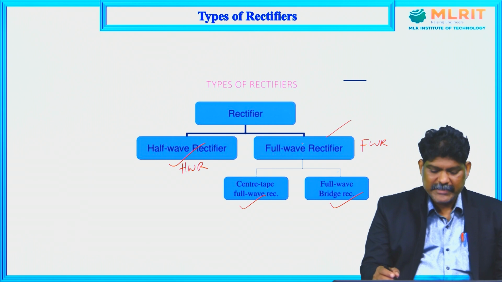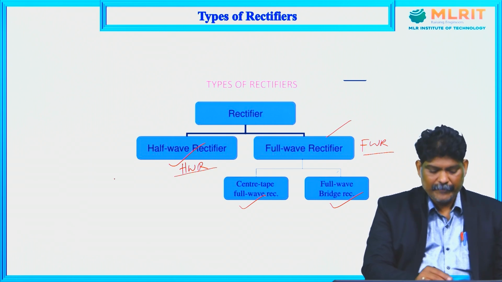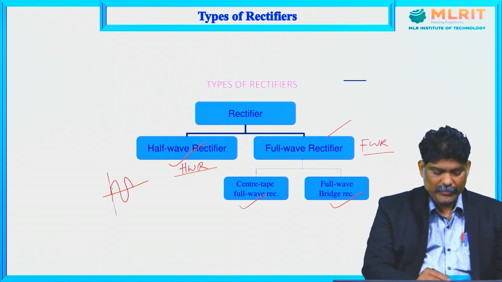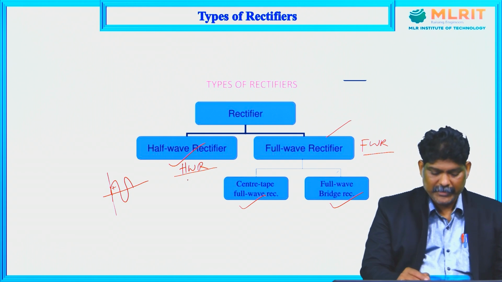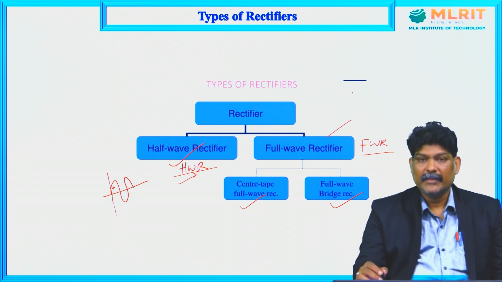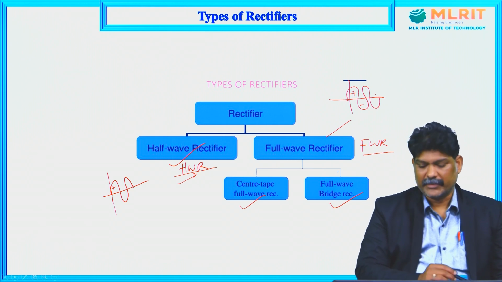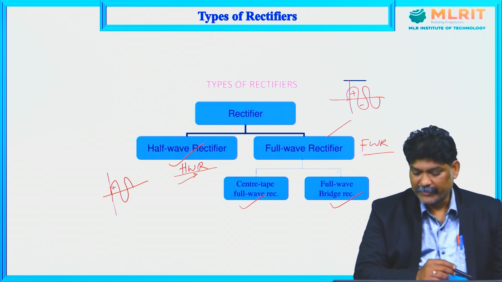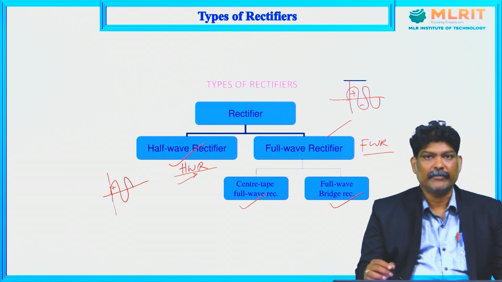What is the basic difference between a half wave rectifier and a full wave rectifier? In a half wave rectifier, for the input signal, only the positive half cycle is utilized for the rectification purpose. Whereas in a full wave rectifier, we use both half cycles for the rectification purpose. That is the basic difference between the half wave rectifier and the full wave rectifier.